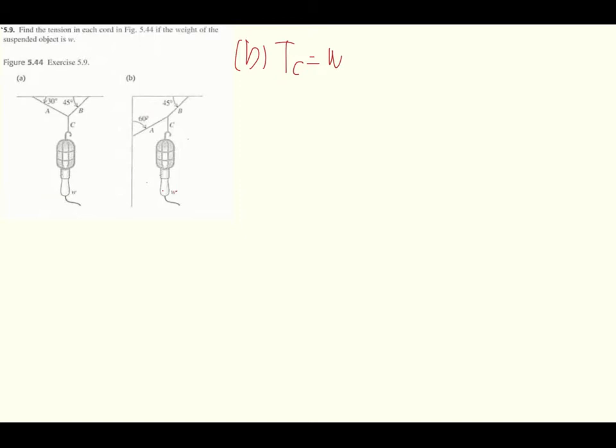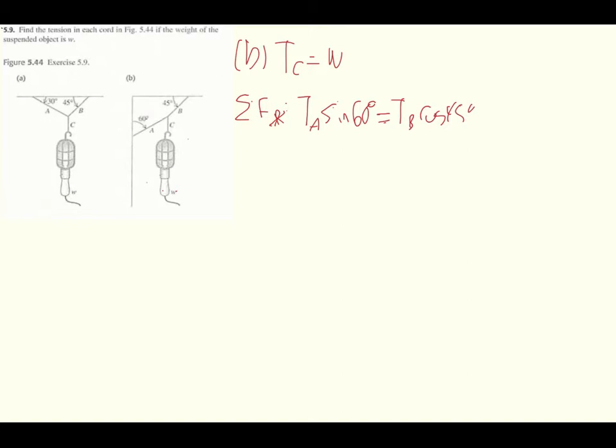But you can see the angle for A is a little bit different because it's measured with the vertical. So when we find the x component, it's not going to be the cosine this time, it's going to be the sine. So it's going to be T sub A sine of 60 equals T sub B cosine of 45 degrees. Okay, this is the x axis.